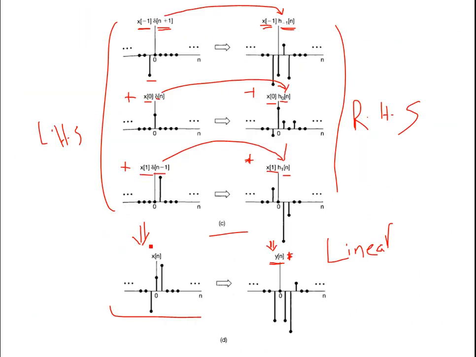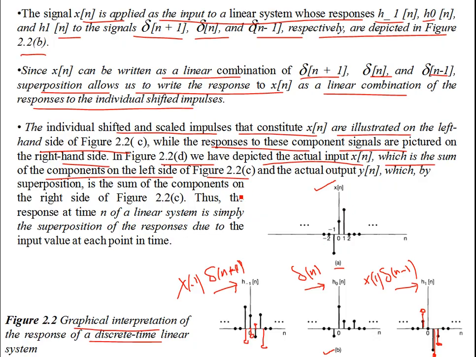So you see over here, we have this addition of these individual shifted weighted impulses that constitute x of n. This is my input, and the output is y of n for a linear system. It's not important if it is time varying or time invariant. For linearity, the principle of superposition holds. So figure 2.2d is the actual output y of n, which by superposition is the sum of components on the right hand side of 2.2c.